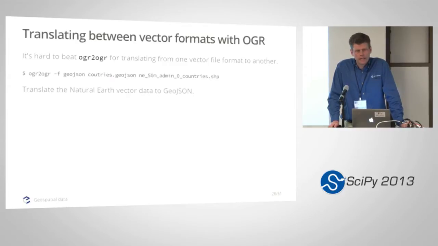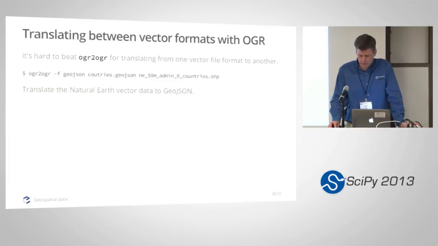So we'll talk briefly first about using OGR. That is the vector processing package that's built into GDAL. It's part of the GDAL distribution, so if you have GDAL, you have OGR. And it has lots of command line utilities to deal with different kinds of file formats.